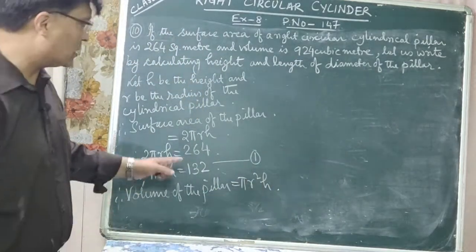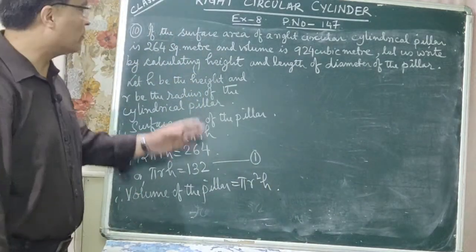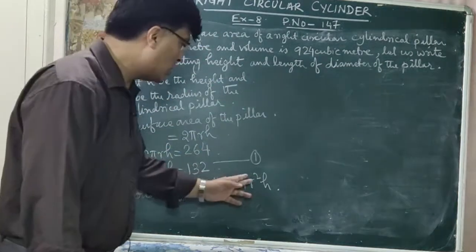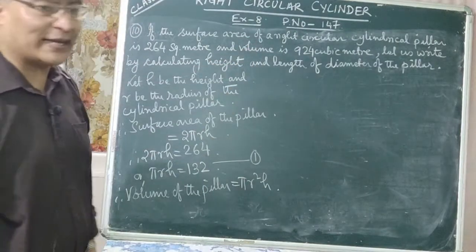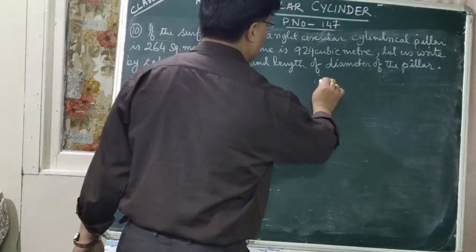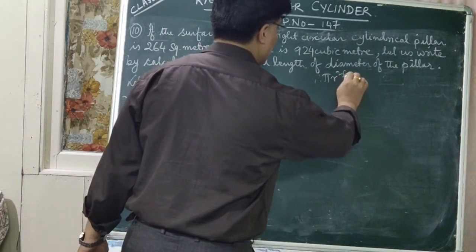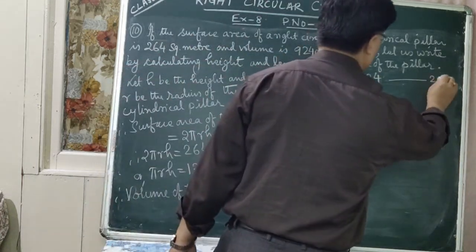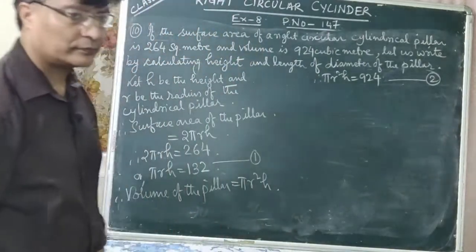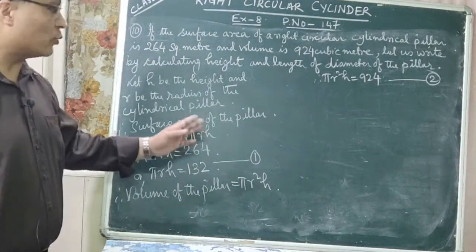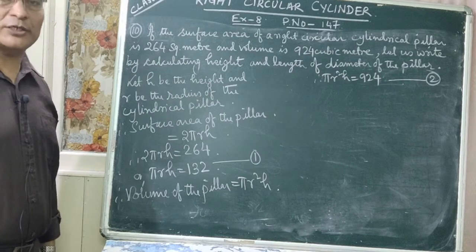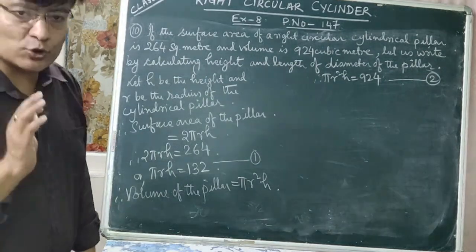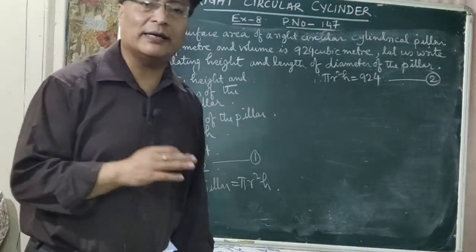But by question, how much is it? Volume of the pillar is given as 924 cubic meter. So that means you can equate pi r square h with 924. Therefore, pi r square h is equal to 924, and let us mark it number 2. As you know, these 1 and 2 are the simultaneous equations, and here the unknown quantities are r and h, and you have to solve it to get the values for r and h.